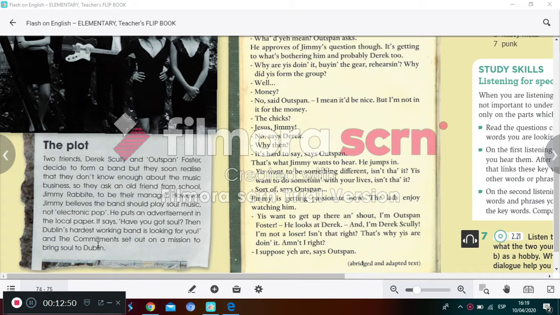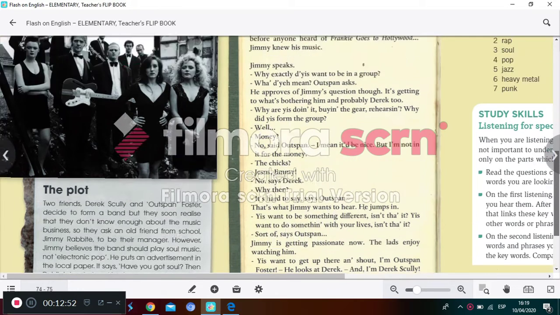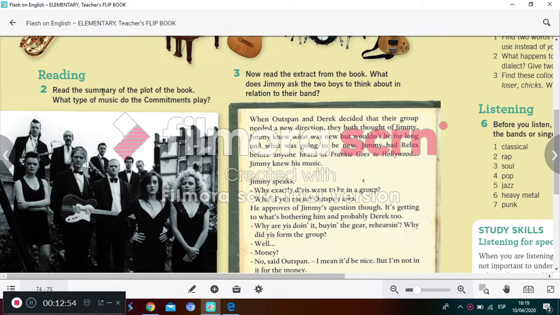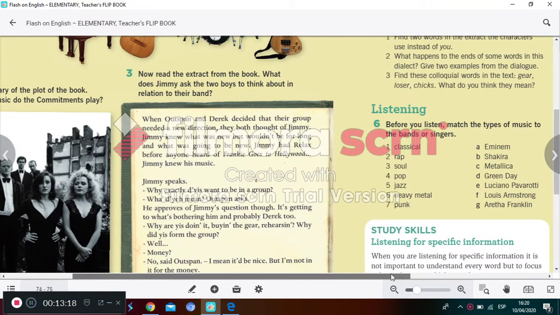Now you need to answer this question in your notebook. Page 14, activity 2, you have this question: What type of music do the Commitments play? Okay, you need to answer this question. Perfect.